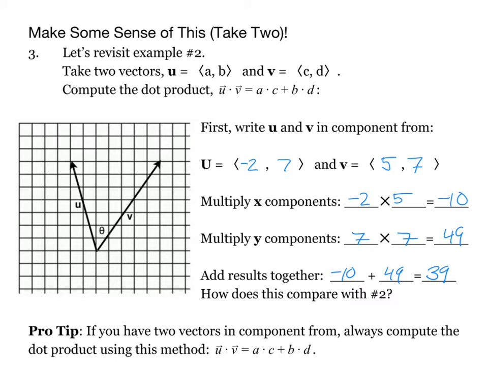Now, on the previous page, what did we get? Oh, yeah, 38.7. So 38.7 on page 3. That's pretty darn close to 39. And actually, 39 is the correct answer. 38.7, we didn't get it quite right because we had to measure the angle between the two.